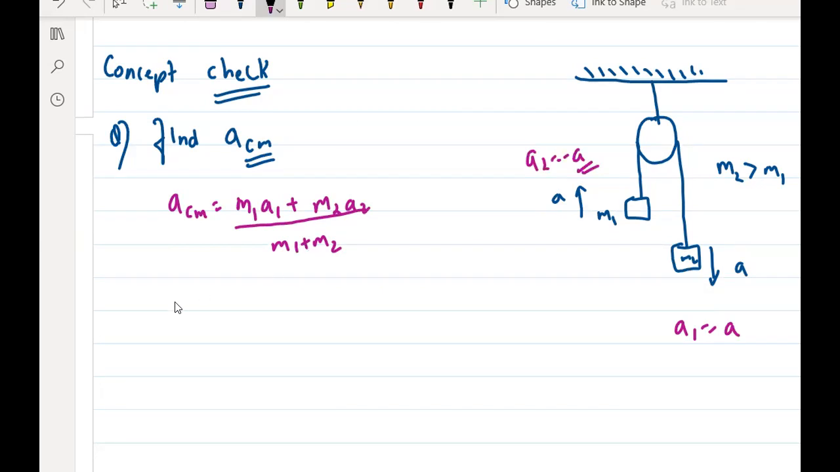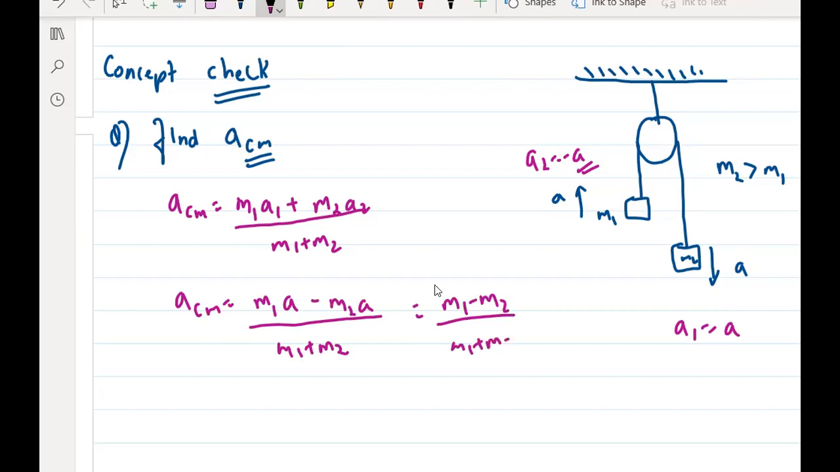Right? So ACM will be what? Tell me. M1. Now this is considered as A, and A2 will be minus A. So minus M2 A by M1 plus M2. हाँ या ना? As simple as that. So this is basically M1 minus M2 by M1 plus M2 into A.